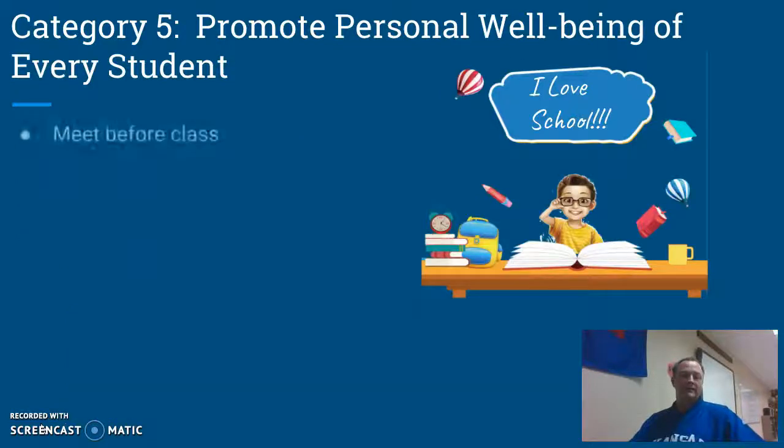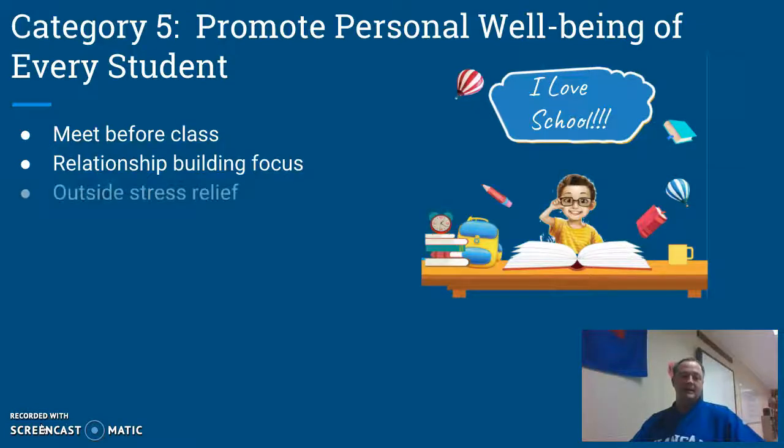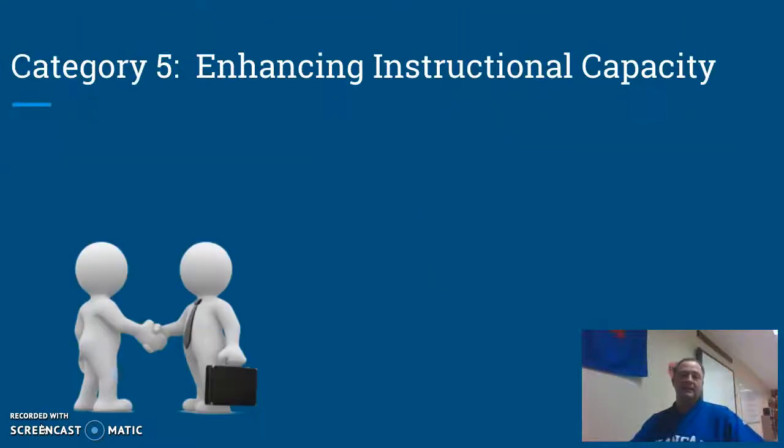Promote the well-being of every student. Well, by meeting before class and not letting her go to class, I'm not putting her in a situation where it could be negative to students. By building relationships, we know that that's going to cause the well-being of students. They all learn better and perform better when they have a positive relationship. By providing outside stress relief, we are not letting her go to classroom where she could blow up on kids, and the potential reassignment as well would be better for all students if it continues to be a negative aspect.